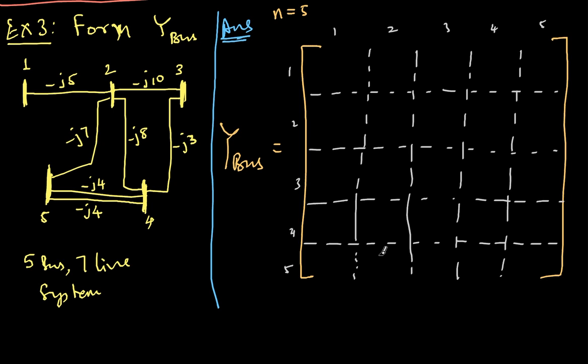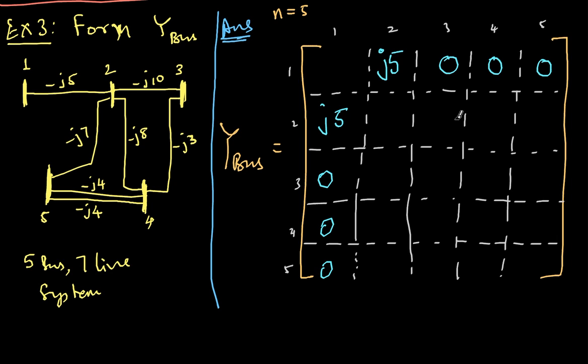Now let's form the Ybus. Again we have our two rules. Let's look at off diagonal elements. First row, second column. Is there any line between 1 and 2? Yes, there is a line, minus J5. So it becomes J5. Is there any line between 1 and 3? No. Is there any line between 1 and 4? There's no direct line, and between 1 and 5 also there's no direct line. So this row I can copy here: J5, 0, 0, 0.